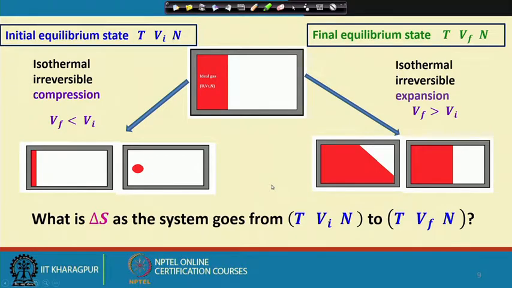What the second law of thermodynamics tells us, in order to decide in which direction this change of state would go, is to look for the change in entropy, delta S, between the final state and the initial state, as the system goes from the initial state of temperature T, initial volume V_i and the number of particles n, to the final equilibrium state characterized by the same temperature T, volume V_f and the same number of particles.